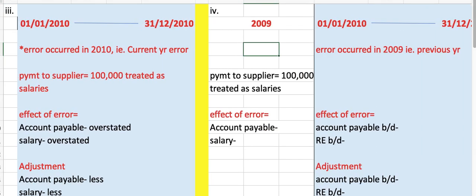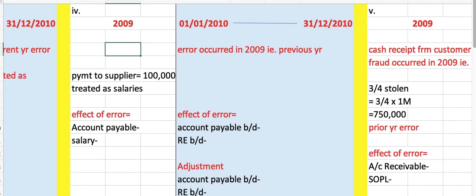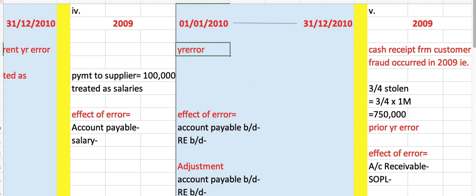Okay. Now, for Part 3, we find that the error occurred in 2010 and we identified the error in the same year. So the adjustment will be at the end of the year. But here, we are in 2010, our current year, and the error occurred in the previous year, which is 2009. We detected the error in this year when we prepare the financial statement. So this type of error, we call it a previous year error.